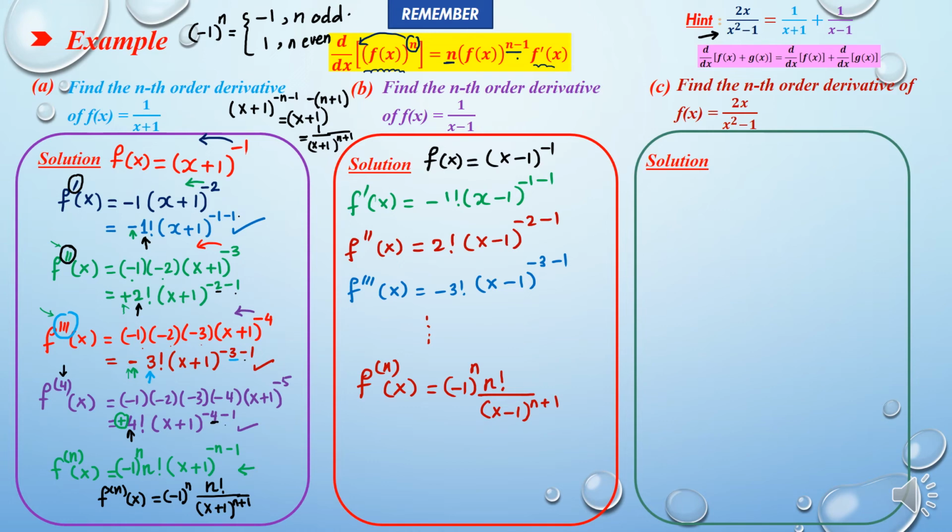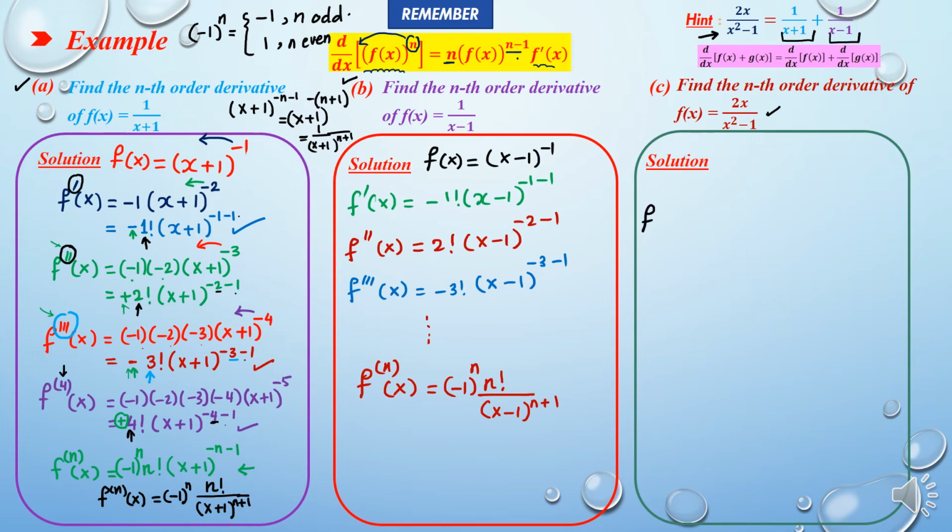So the nth derivative of this function equals the nth derivative of 1 over x plus 1 plus the nth derivative of the function 1 over x minus 1. So the nth derivative of the function 1 over x plus 1 is part A, and the nth derivative of 1 over x minus 1 is part B.